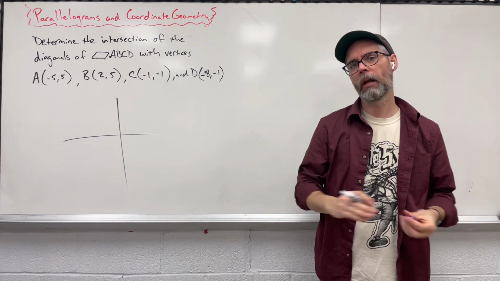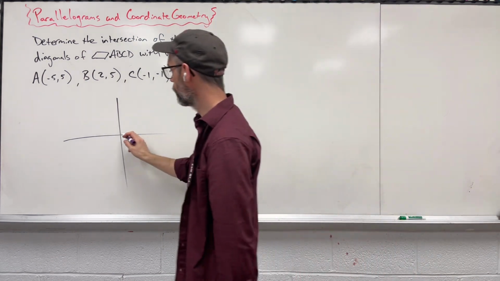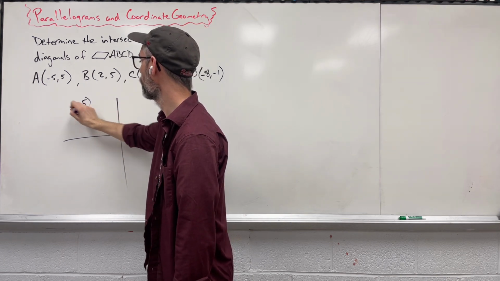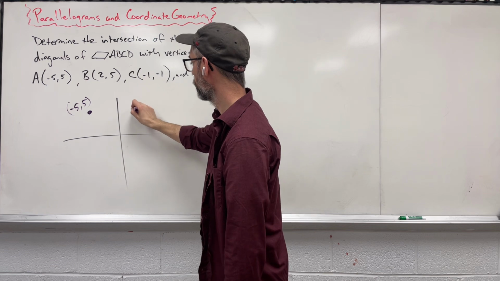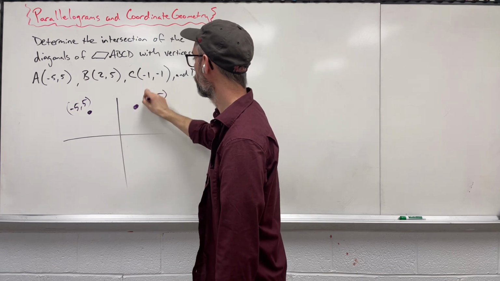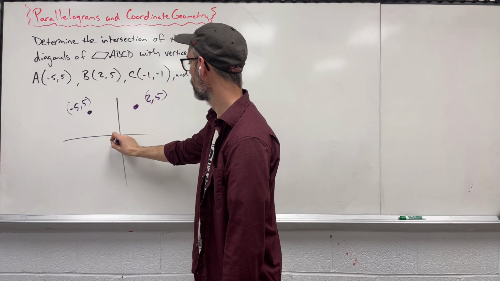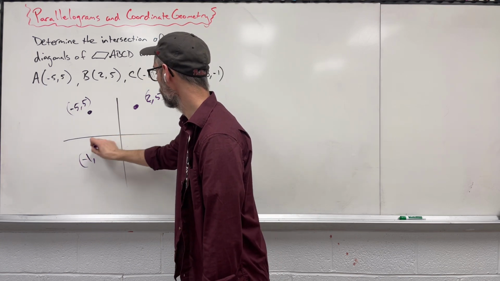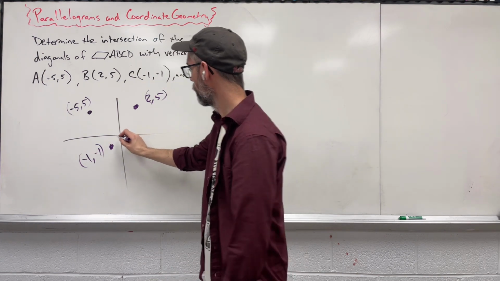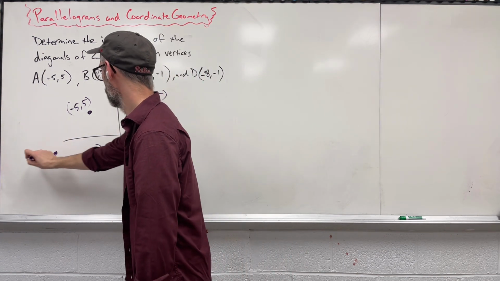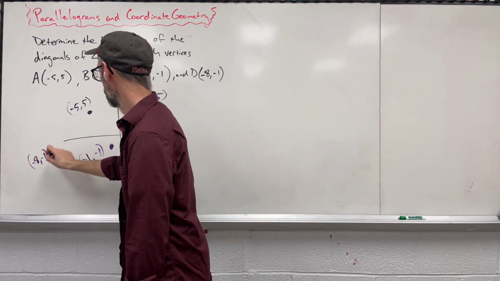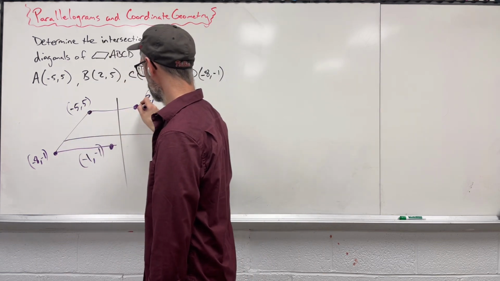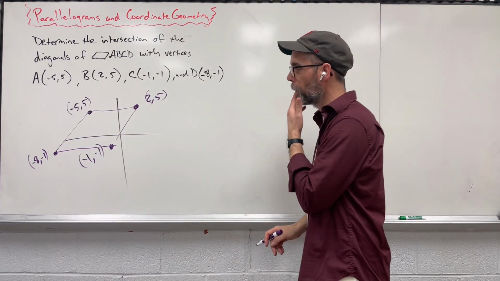So let's draw a picture. Now this picture doesn't have to be perfect. I just know I have to go back, I have to go up. That is negative 5, 5. I'm going to go over and up 2, 5. I'm going to go back 1, down 1, somewhere over there, negative 1, negative 1, and back 8, down 1. So here's your picture. If we connect those dots, we have something that looks like a parallelogram.